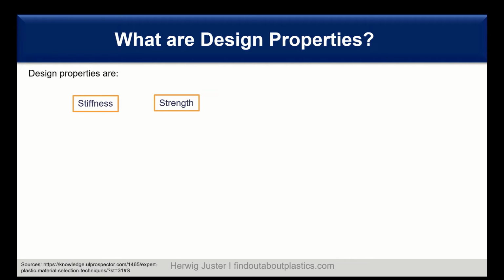Okay, so what are design properties? Design properties are, for example, stiffness and strength. You can have your design made in a way that it is stiff. You can add ribs, you can add a certain wall thickness variation, and improve the material. It doesn't matter if it is an amorphous or semi-crystalline thermoplastic. You have stress crack resistance, so you can really design in a way that stress cracks can be minimized.